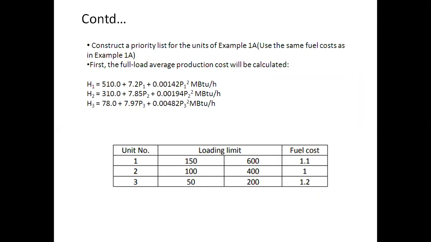In the previous problem of the simple shutdown rule, below 600 only unit 1 is running. But after applying the knowledge of the priority list method, we are seeing that from 600 to 400, both unit 1 and unit 2 are in running condition. When the load falls below 400, unit 2 is in running condition and we will turn off unit 1.